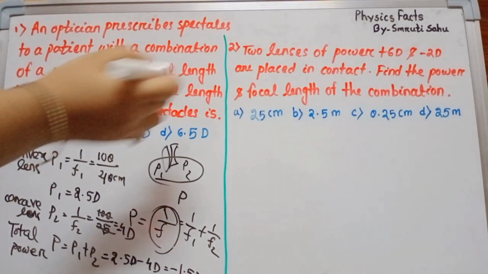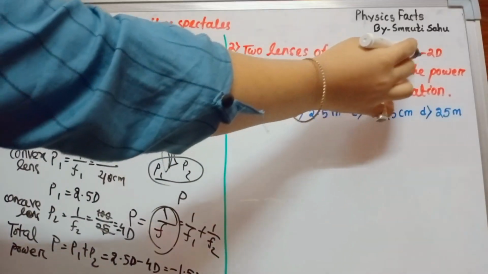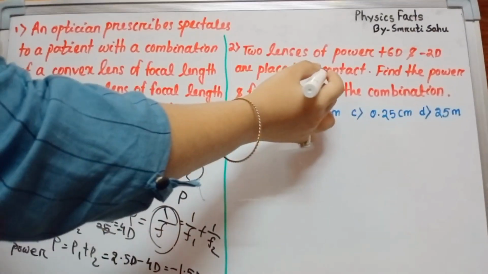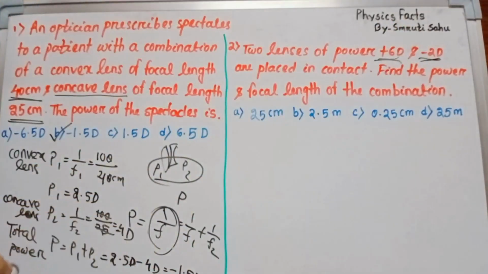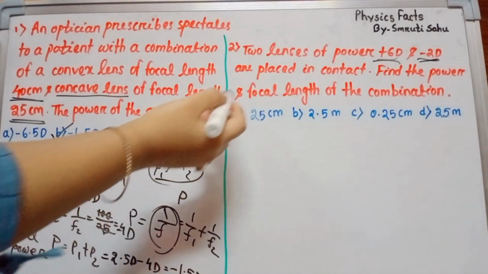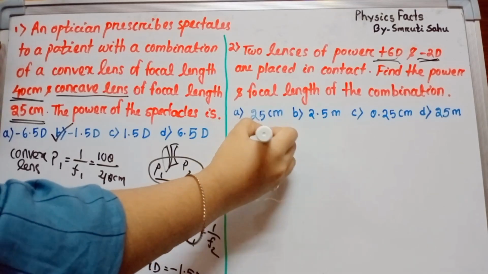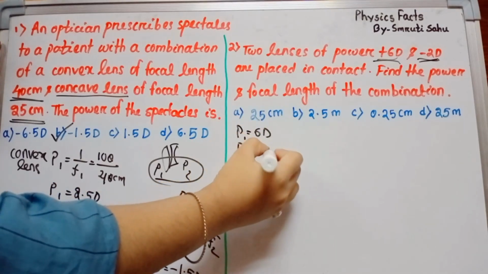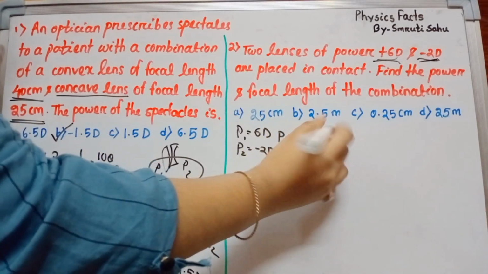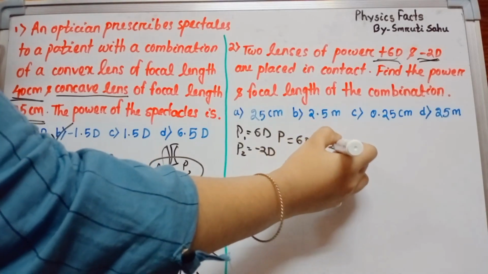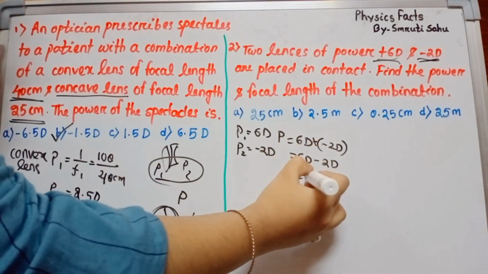Next, go to the second example. Two lenses of power 6 diopter and minus 2 diopter are placed in contact. That means one is a convex lens and another one a concave lens. Find the power and focal length of the combination. So first P1 equals 6 diopter and P2 equals minus 2 diopter. So what is the total power? That is 6D plus minus 2D, that means 6D minus 2D. So P equals 4D.